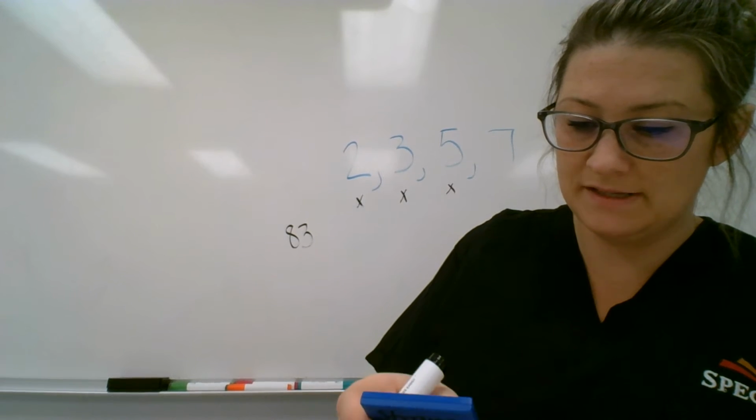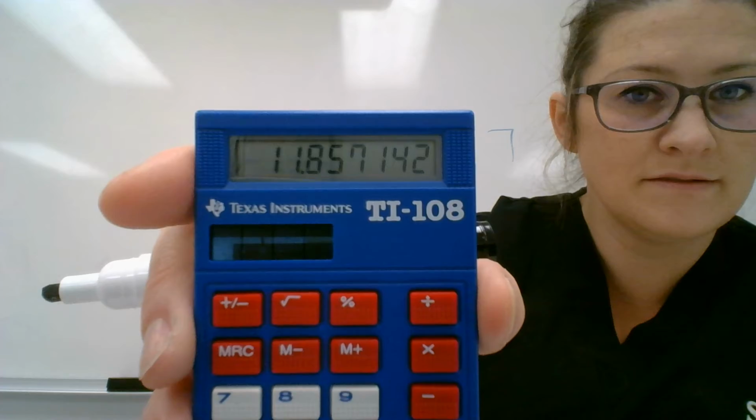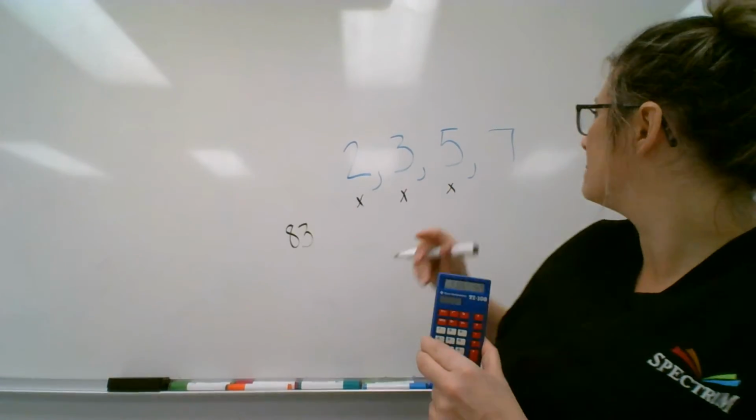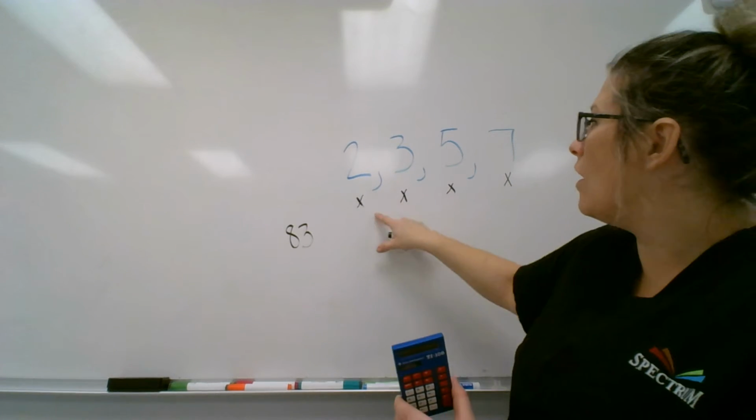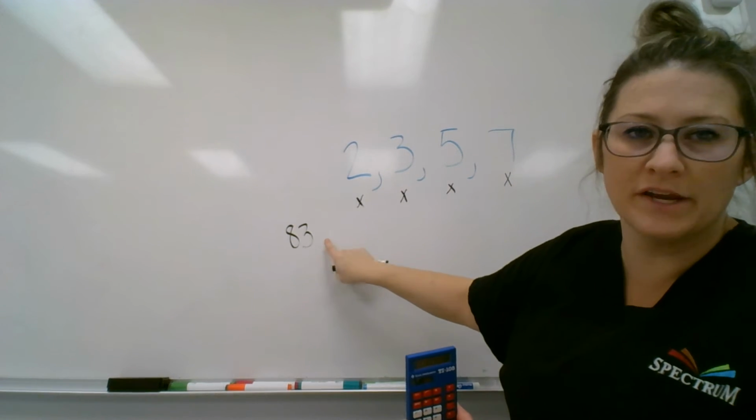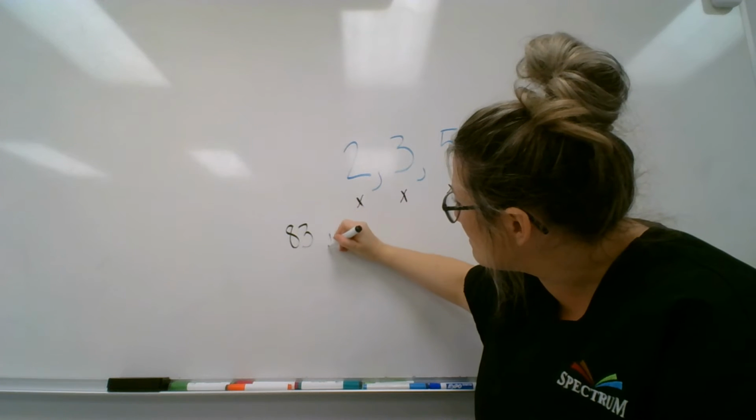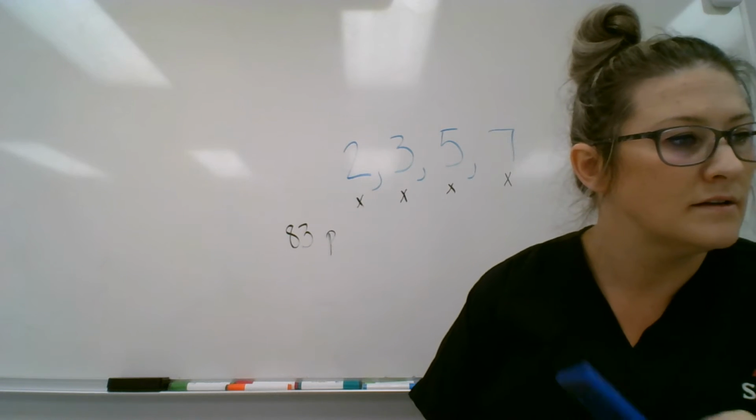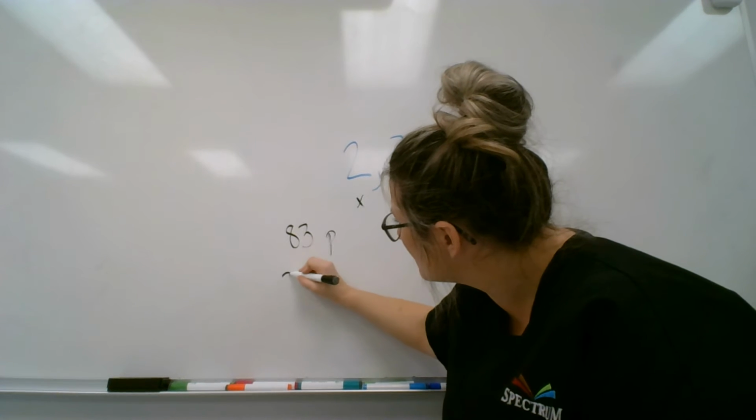83 divided by 7 equals 11.857. Okay? Does 7 go into it? No. So if all four of these numbers do not go into this number evenly and they come up with numbers with decimals in it, then it is a prime number. So I'm going to put a P for prime. Okay? The second one, 346.